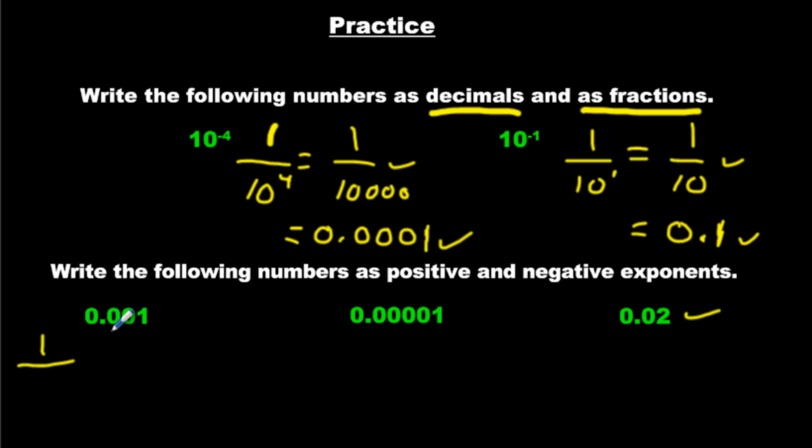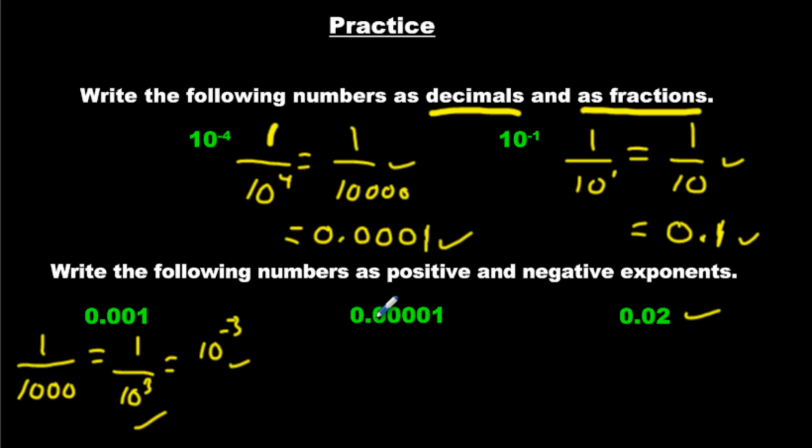Now, this is 1 over tenths, hundredths, thousandths. So it's 1 over 1,000. And we know that 1,000 is 10 to the third. 10 times 10 times 10. And we know that that's our positive exponent. As a negative exponent, it's just going to be 10 to the negative 3 on the top. Very good. We've got our positive exponent. We've got our negative exponent. We've even got our fraction.